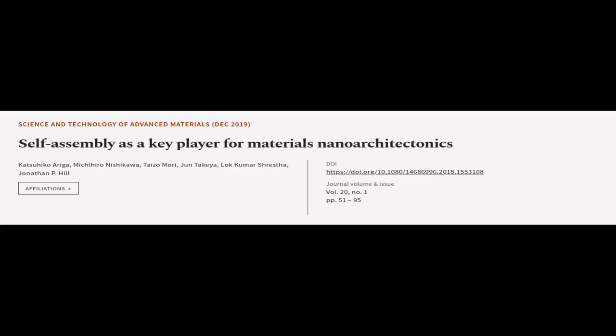The examples presented demonstrate the strikingly wide range of possibilities and future potential of self-assembly processes and their important contribution to materials nanoarchitectonics. This article was authored by Katsuhiko Ariga, Michihiro Nishikawa, Taizo Mori, and others.